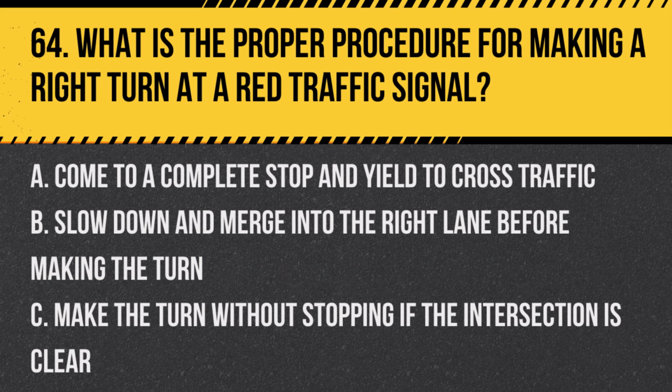Question 64. What is the proper procedure for making a right turn at a red traffic signal? A. Come to a complete stop and yield to cross traffic. B. Slow down and merge into the right lane before making the turn. C. Make the turn without stopping if the intersection is clear. Answer: C. Make the turn without stopping if the intersection is clear. When making a right turn at a red traffic signal, you may proceed without stopping if the intersection is clear of pedestrians and other vehicles, after yielding to any conflicting traffic.